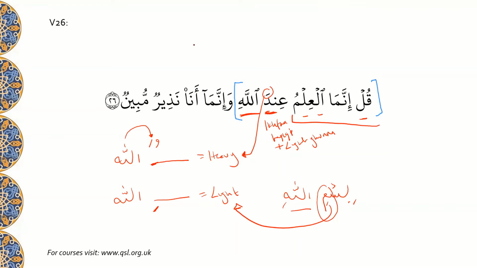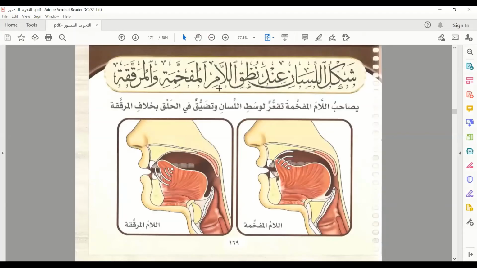How do we make this lam heavy? I have shared this before, but I am going to show you again. This is an image showing both lams. On this side, we have the light lam, and on the right, we have the heavy lam. What I want you to pay attention to is that the front of the tongue is the same. The back of the tongue is changing.